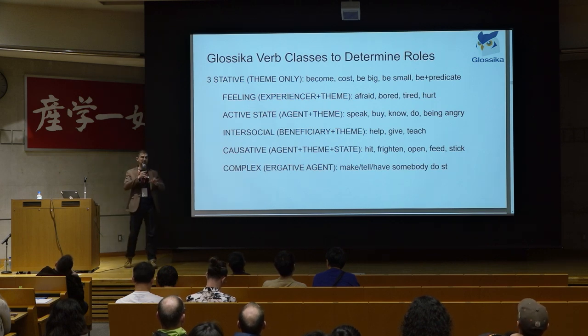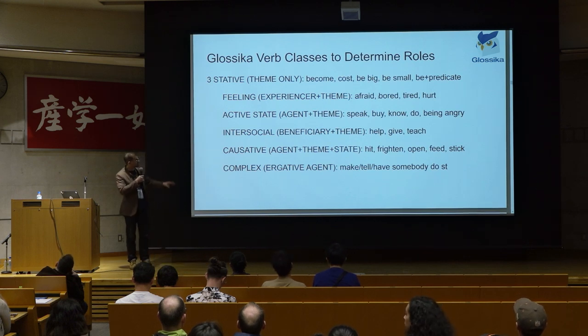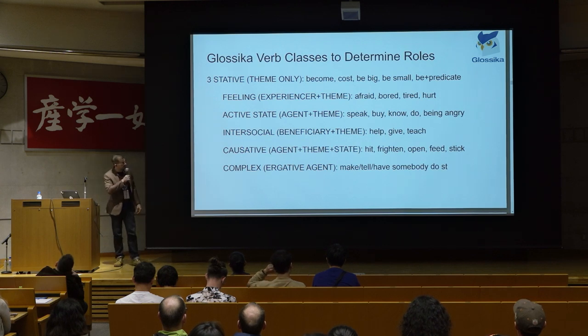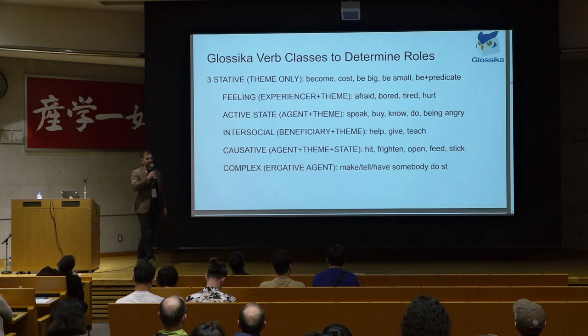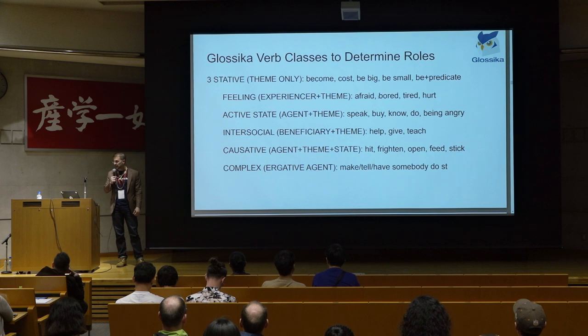Okay, so the intersocial are verbs that actually connect with another person. That's pretty easy to understand. And most, like German and the Slavic languages, are going to mark those as dative case. And so you can pretty much predict all of the dative case verbs in languages like German.